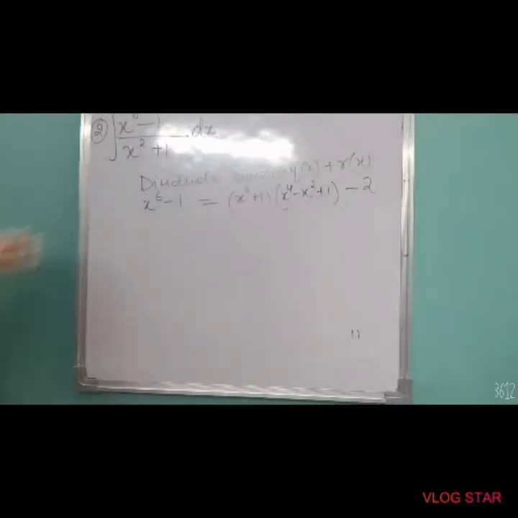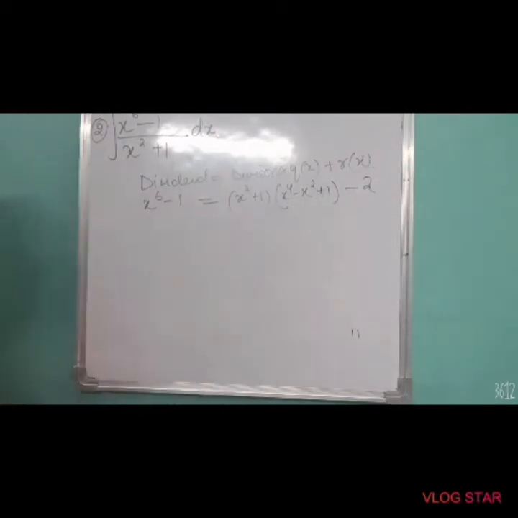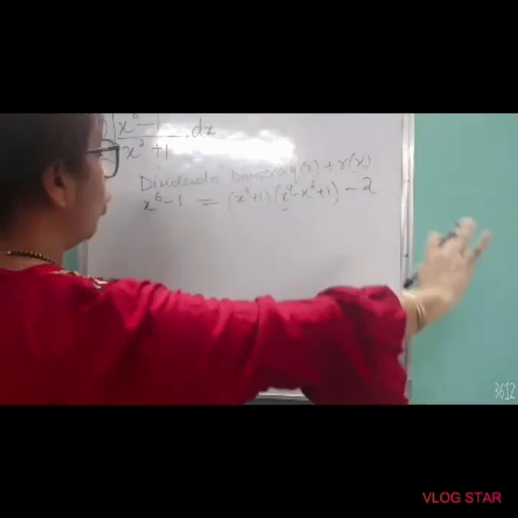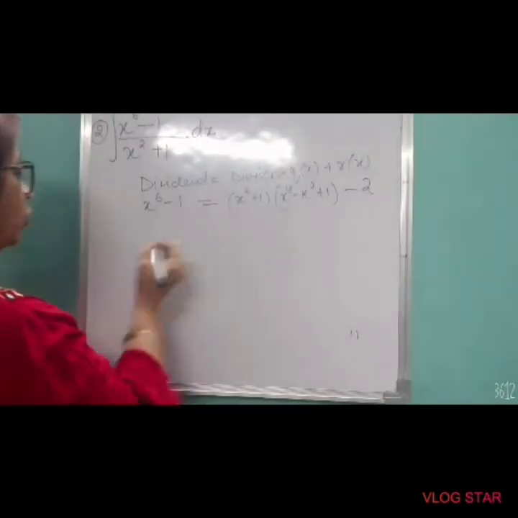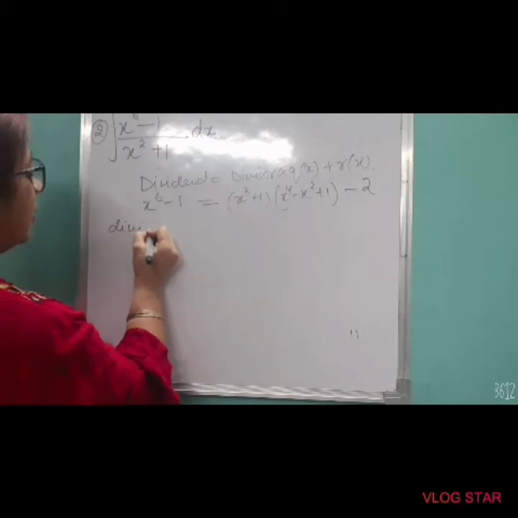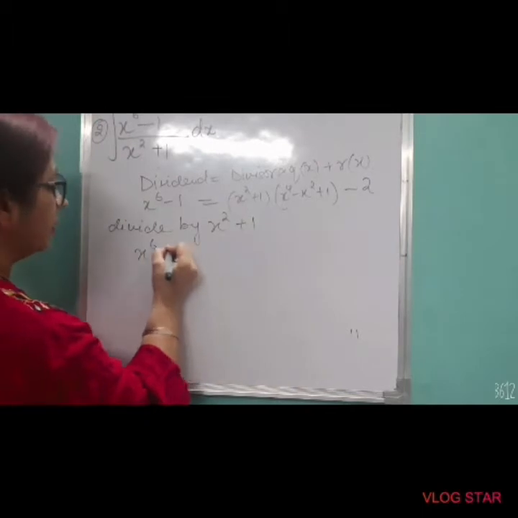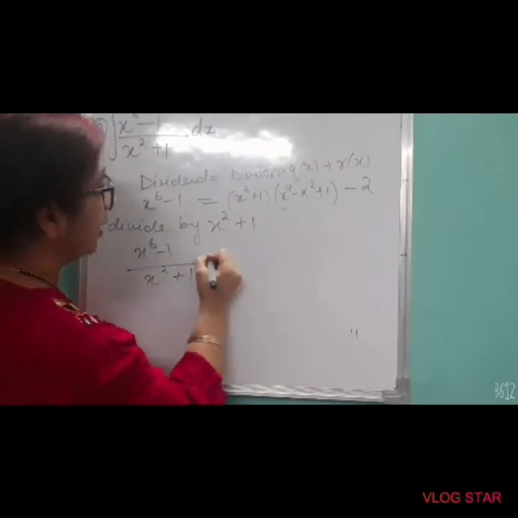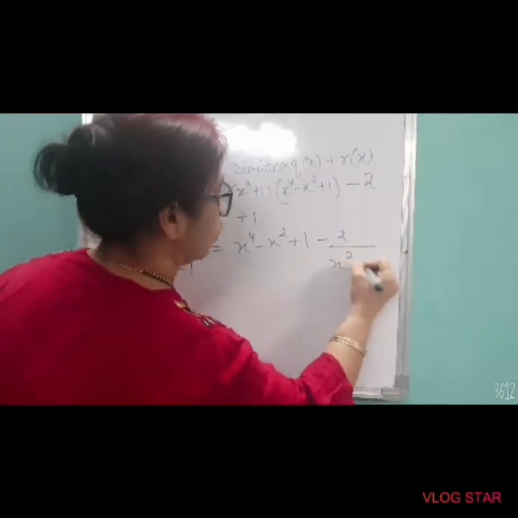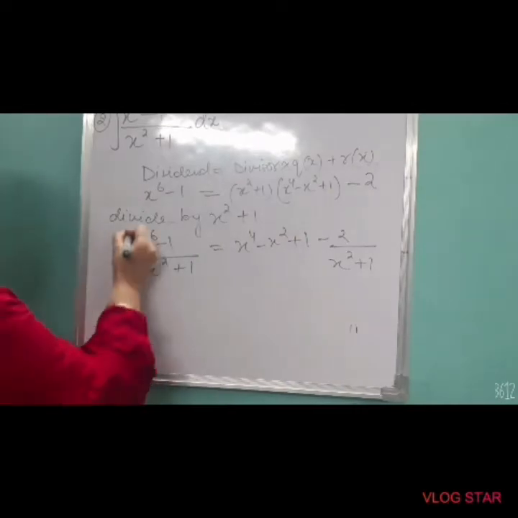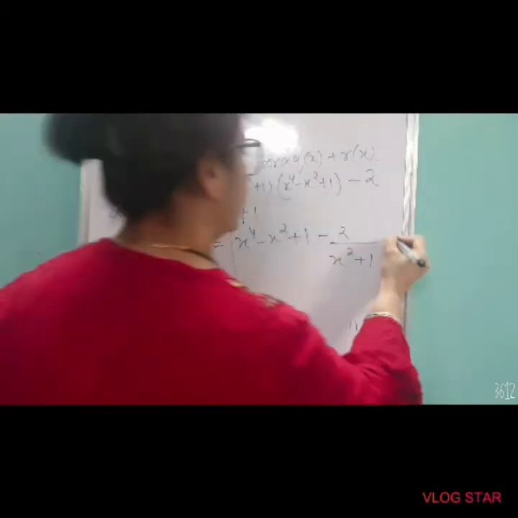Now see here, I want to integrate x to the power 6 minus 1 by x square plus 1. That means if I divide the whole equation by x square plus 1, I can get my integrated value. So I will divide by x square plus 1. Now if I divide it, see here what will come. It is like this, because it got cancelled, minus 2 by x square plus 1. Now integrating both sides, I got this is equal to this.